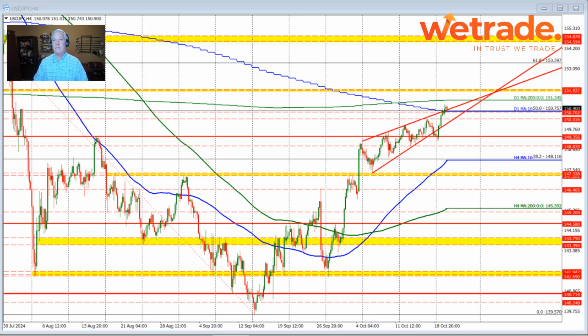We are currently trading at 150.90, so about 15 pips above that key level. Buyers still in control in the dollar versus yen.